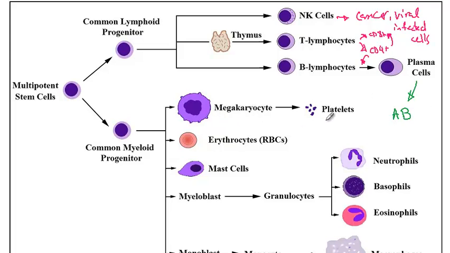Then there are megakaryocytes that produce platelets. These are required for coagulation. Red blood cells are for carrying oxygen and carbon dioxide. Then we have mast cells. We just discussed these mast cells have IgE receptors. As a consequence, upon their activation, they would release histamine that will induce an allergic reaction.